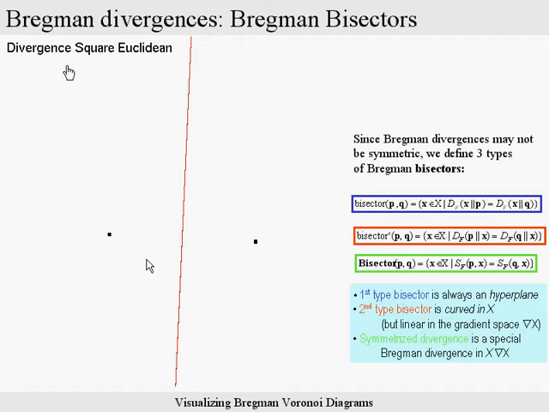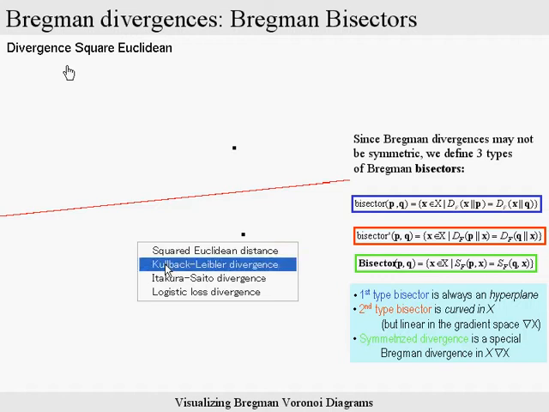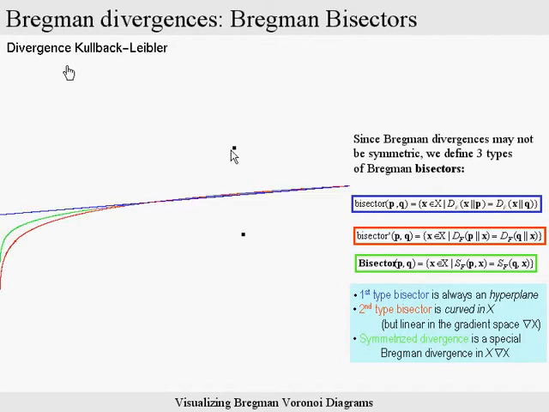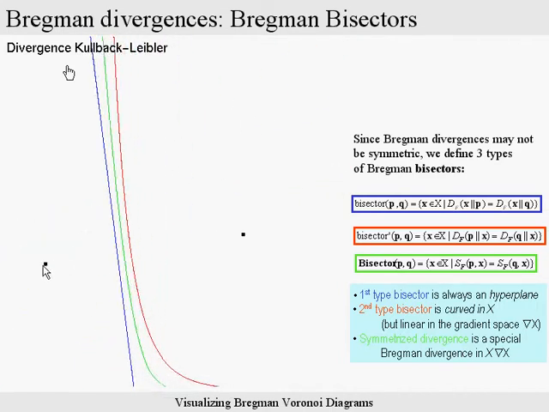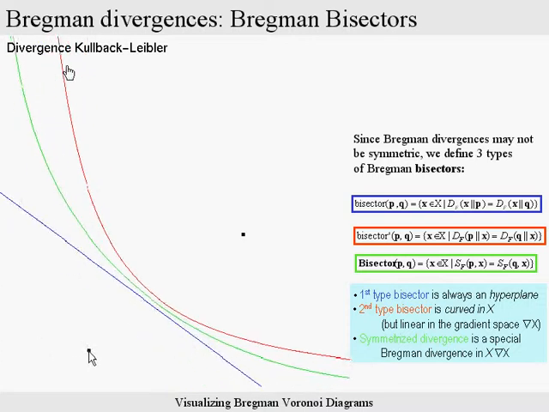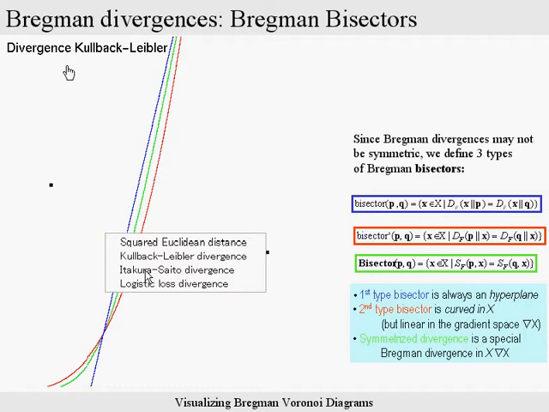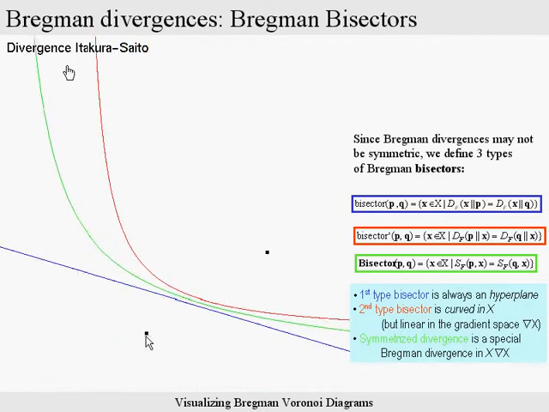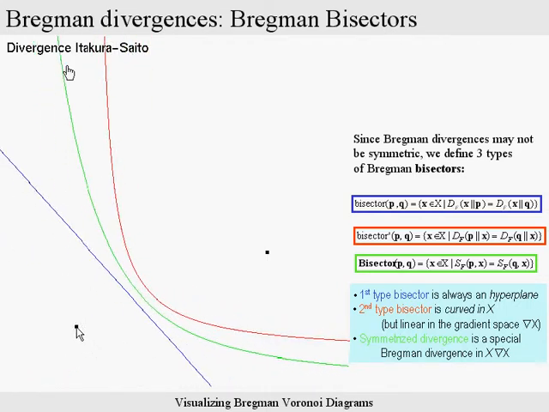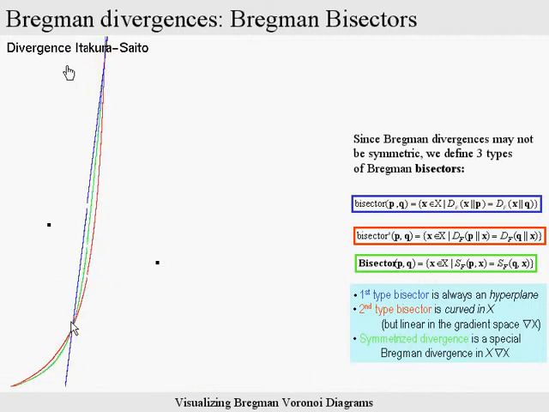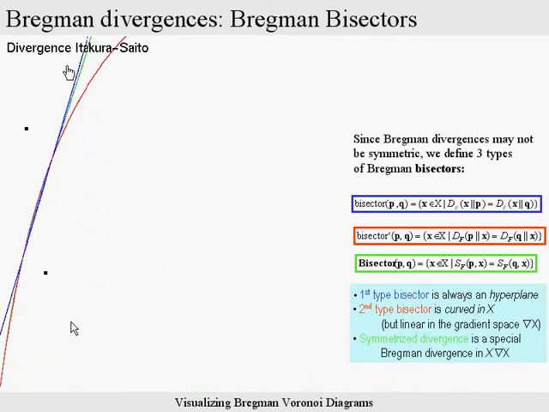Since Bregman divergences may not be symmetric, we define three types of Bregman bisectors as follows. The first type bisector is always a hyperplane and is shown in blue. The second type bisector is curved in the primal space X but linear in the gradient space nabla X. And the third type bisector is given for the symmetrized divergence and is in fact a special divergence in X and nabla X.